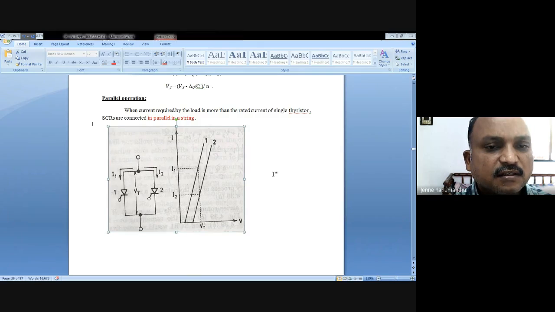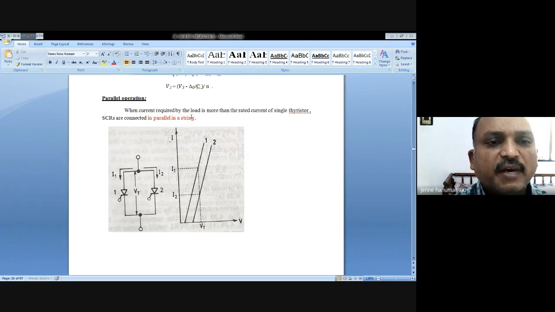When the current required by the load is more than the rated current of a single thyristor, SCRs are connected in parallel in a string manner. This shape is nothing but a string. So we have to connect them this way. This is thyristor 1, thyristor 2. The current flowing through this is I1, the current flowing through this is I2.